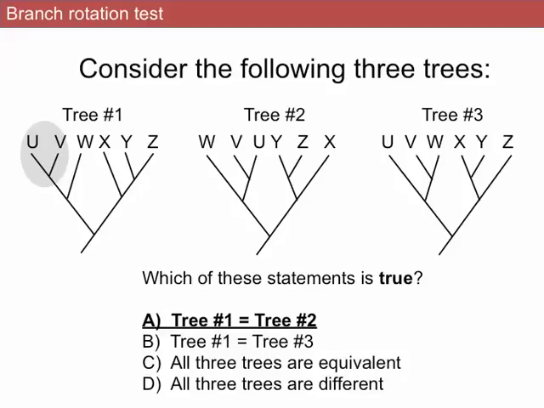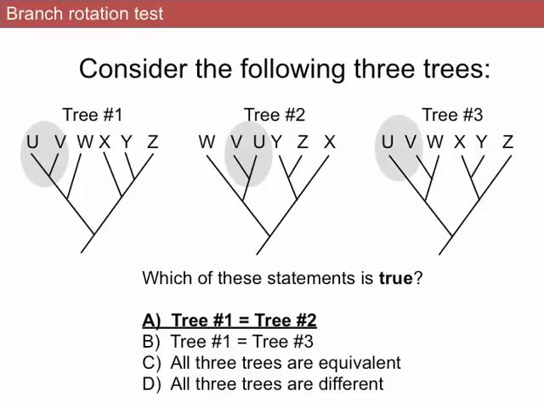So U and V, let's just take tree number 1, and there's a grouping here of U and V that share a common ancestor. We can find U and V together in the same way in tree 2. Now, V is on the left and U is on the right, but that means the same thing. They're grouped together. That's all that matters.